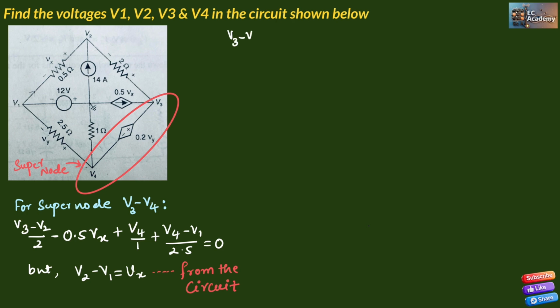(V3 minus V2) divided by 2, minus 0.5 into (V2 minus V1), plus V4 divided by 1, plus (V4 minus V1) divided by 2.5, will be equal to 0.